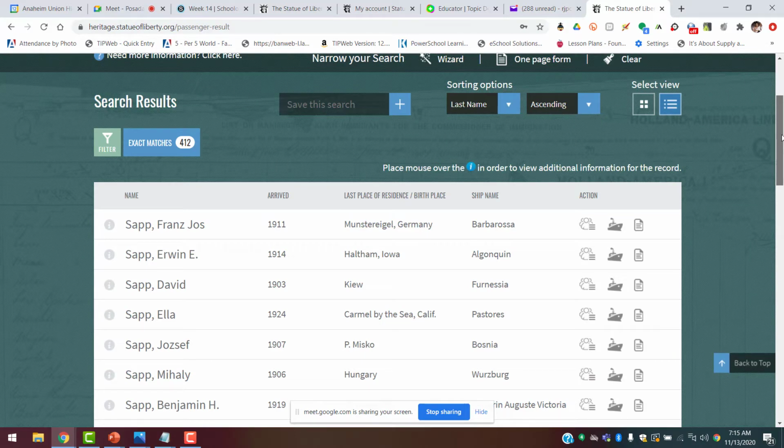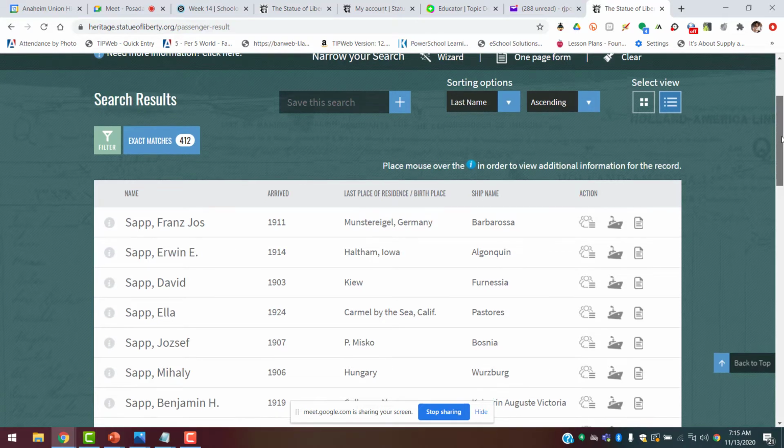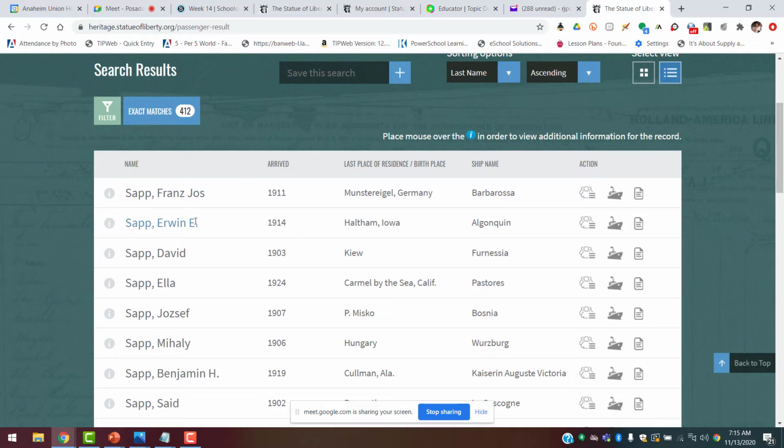Now remember, there's going to be listings from the 1800s through the mid 1900s. Specifically look for information that's related to the mid to late 1800s. And there's a lot of things that you're going to have. You're going to have the last name, the name of the person, when they arrived, the last place of their residence or their birthplace, the name of the ship they came on, and then you're going to have all these documents that you can actually look at specifically.